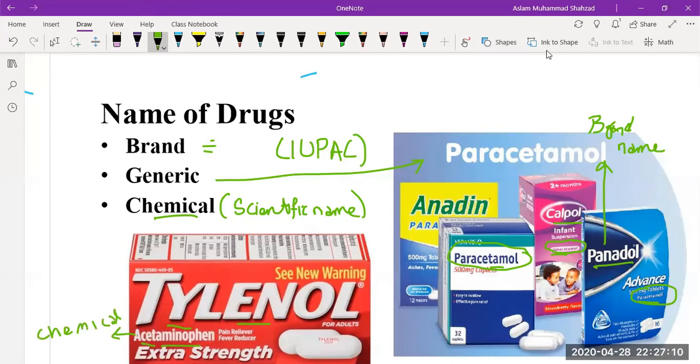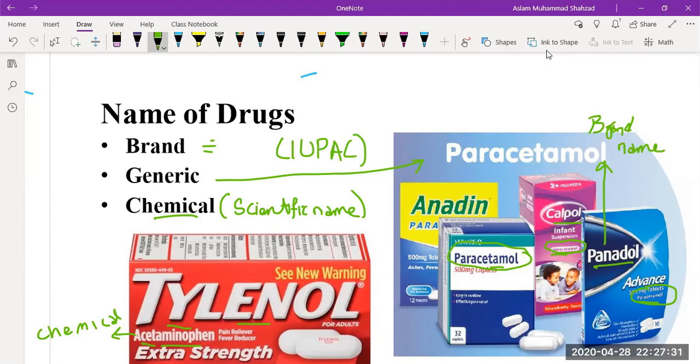So that's why we compare the brand name, which can be given by different pharmaceutical companies and will be different. Then we have the generic name that will be given by the US society. Then we have the chemical name, which is the scientific name.